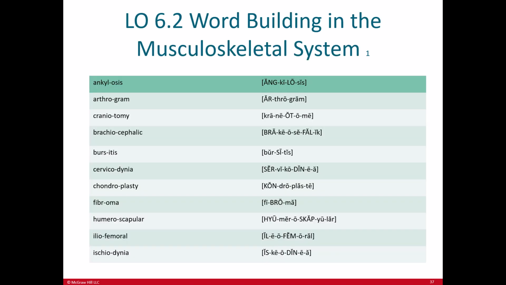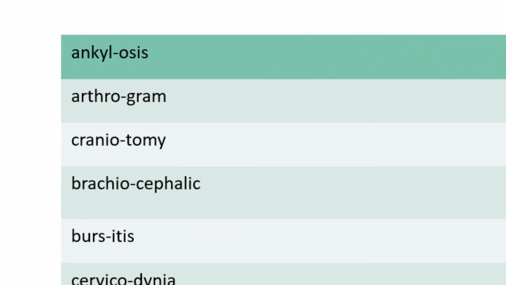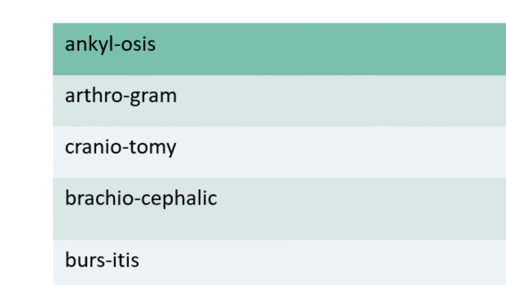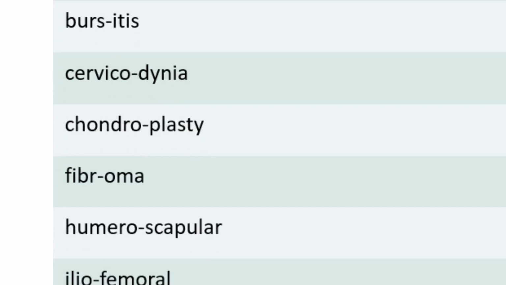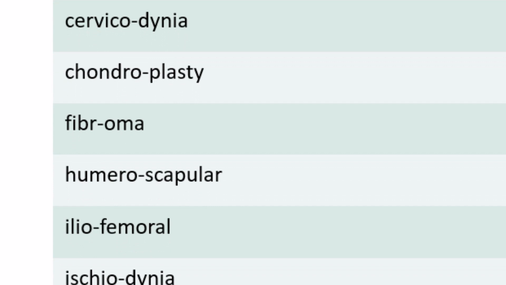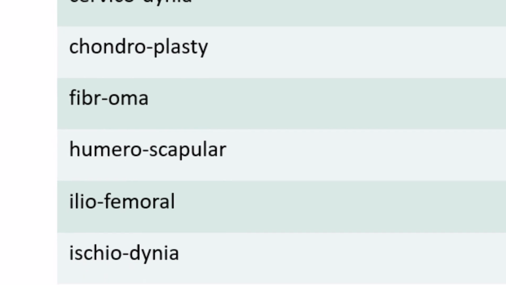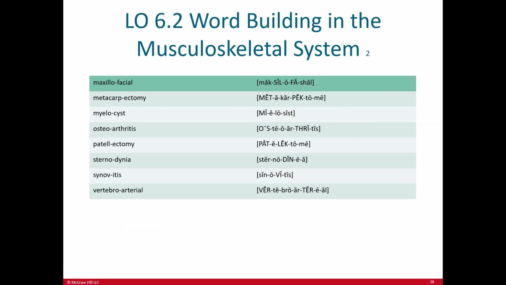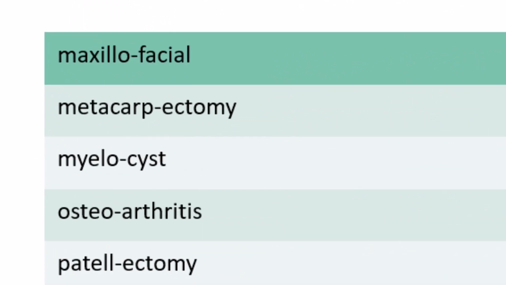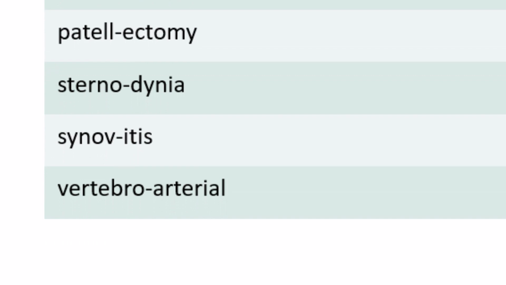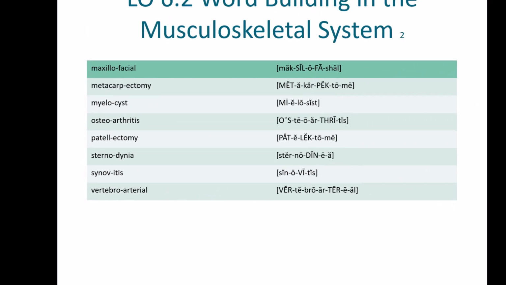Learning outcome 6.2, word building in the musculoskeletal system. Here we have ankylosis, arthrogram, craniotomy, brachiocephalic, bursitis, cervicodynia, chondroplasty, fibroma, humeroscapular, iliofemoral, and ischiodynia. Then we have maxillofacial, metacarpectomy, myelocyst, osteoarthritis, patelectomy, sternodynia, synovitis, and vertebroarterial.